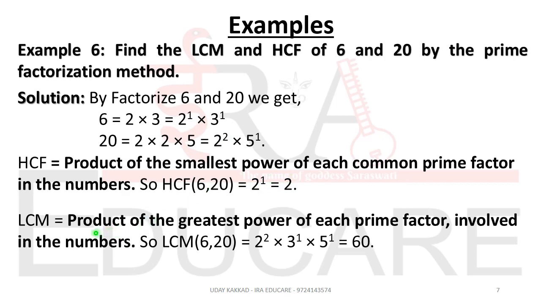Now LCM is the product of the greatest power of each prime factor involved in the numbers. For the HCF you consider the smallest power, but in LCM you have to consider the highest power. Greatest power is 2 raised to 2. Now 3 raised to 1 is also there, because this is also the greatest power, and 5 raised to 1 is also available. So here LCM is 2 raised to 2 multiplied by 3 raised to 1 and 5 raised to 1. So it gives you 60.